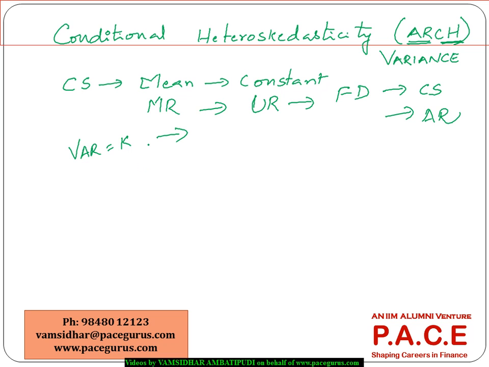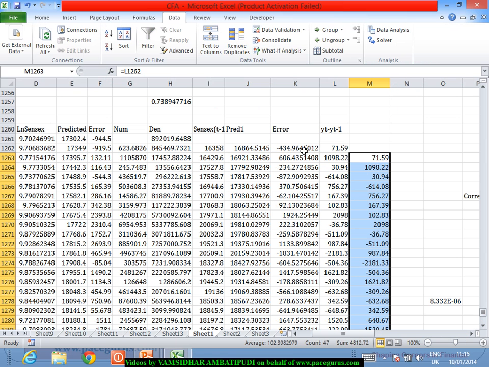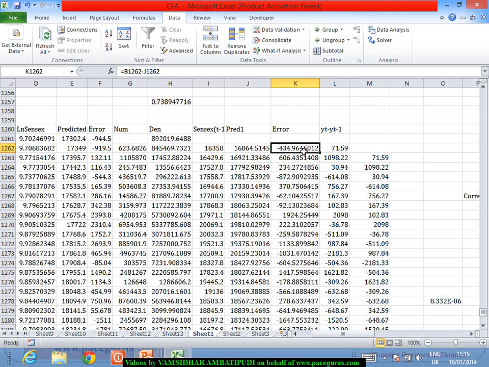you take the error terms. In our data we had this as the error term, right? B minus J, yeah. These are the error terms. So what we are suggesting is you take the error squared. When you are using y t minus 1, let's say this is the error that has come. So you take the error squared.